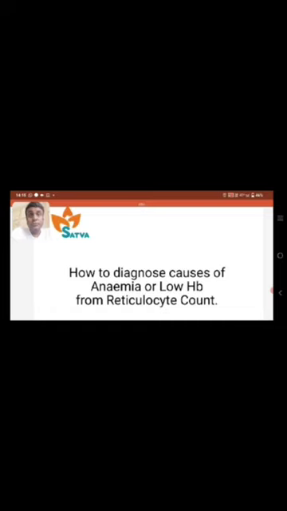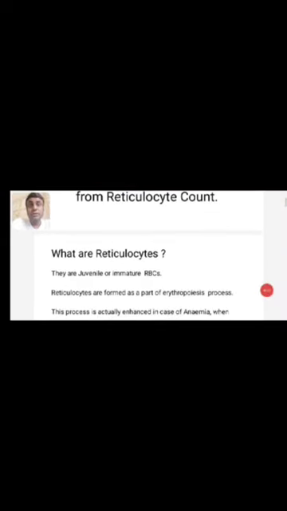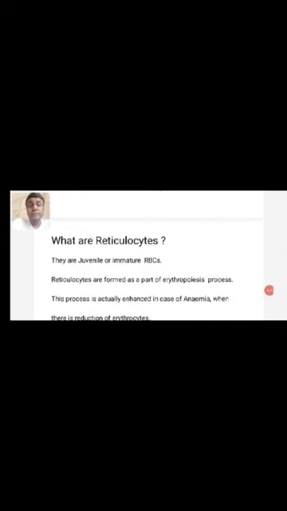Today we are going to talk about a very important topic, how to diagnose causes of anemia or low HB from reticulocyte count. So basically, what are reticulocytes? They are juvenile or immature RBCs.